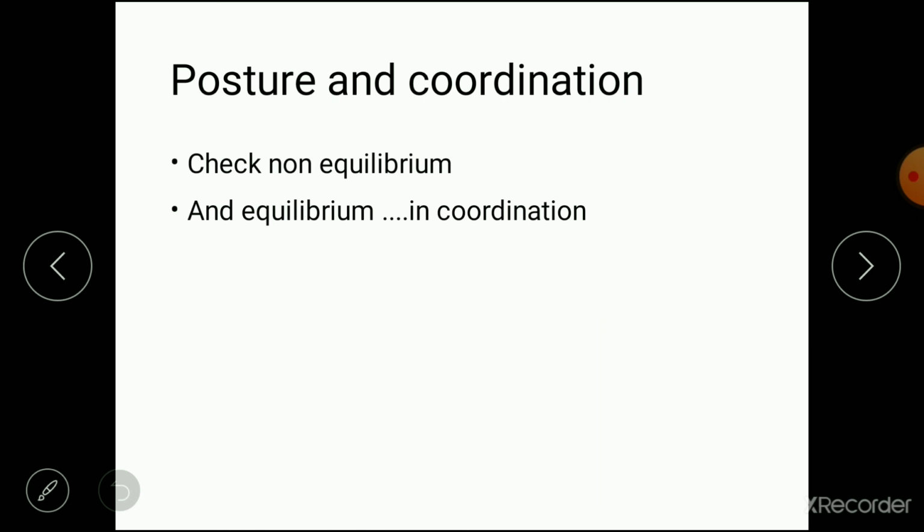In posture we have to check the posture in all planes, in sitting, standing and supine lying. And then in coordination we have to check different tests, like the non-equilibrium test for coordination and the equilibrium test for coordination. So this is about posture and coordination in the motor examination.